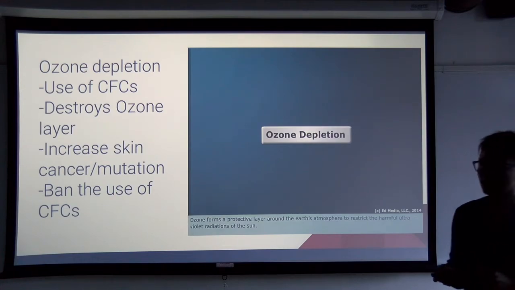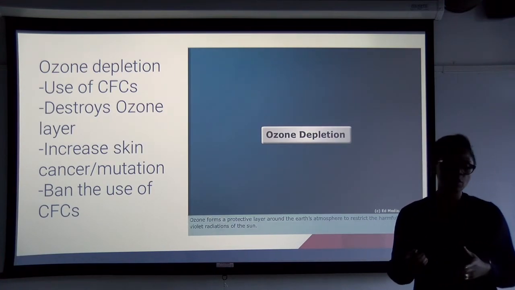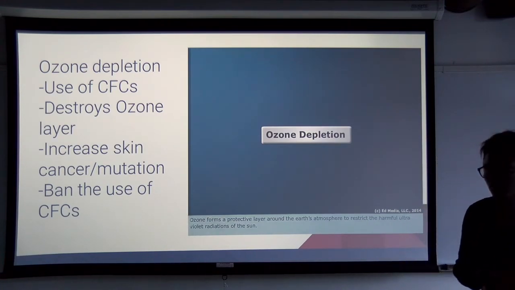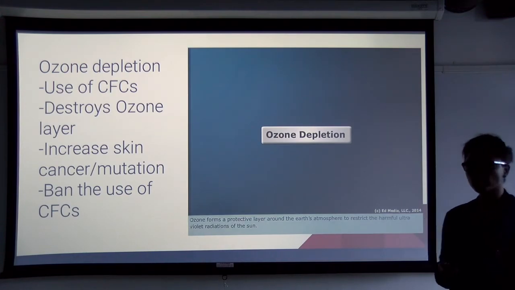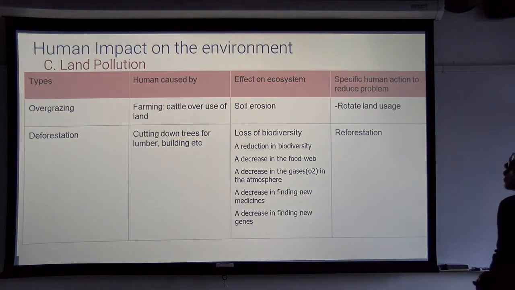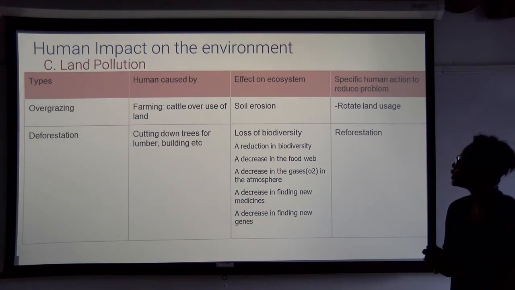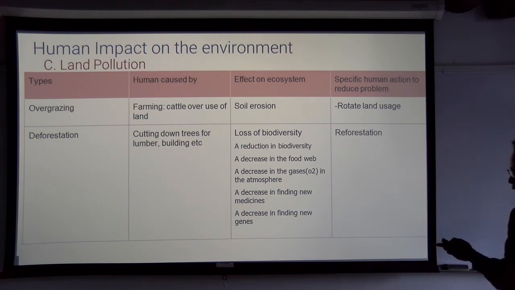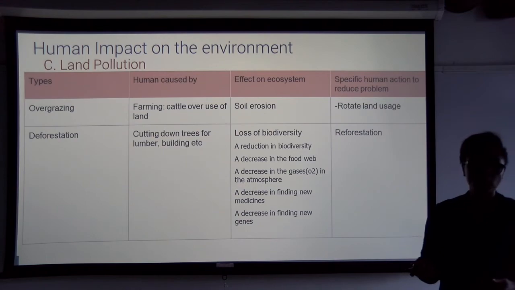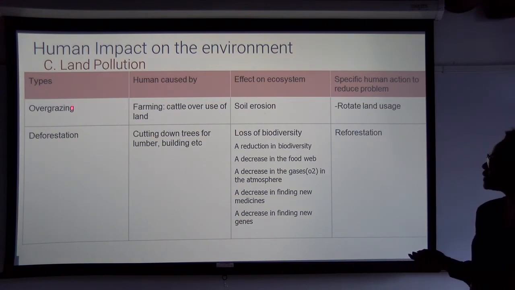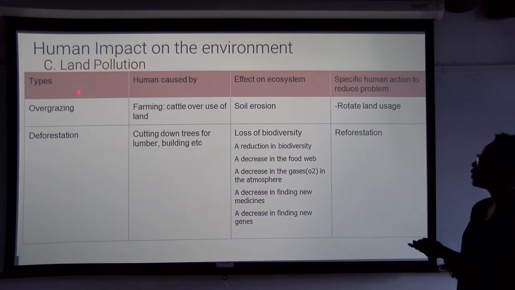Recently it was said that we've seen some signs again of the ozone being depleted, but scientists are trying to figure out where or what's contributing to it. Let's go over to land pollution. So land, a couple things that I focus on. The most popular ones I've seen are overgrazing and deforestation.